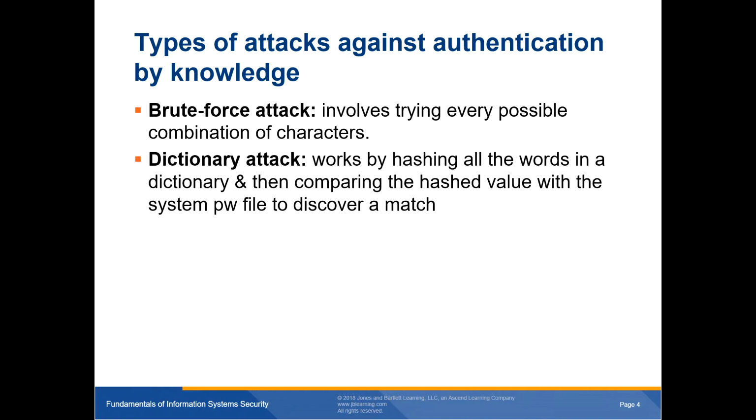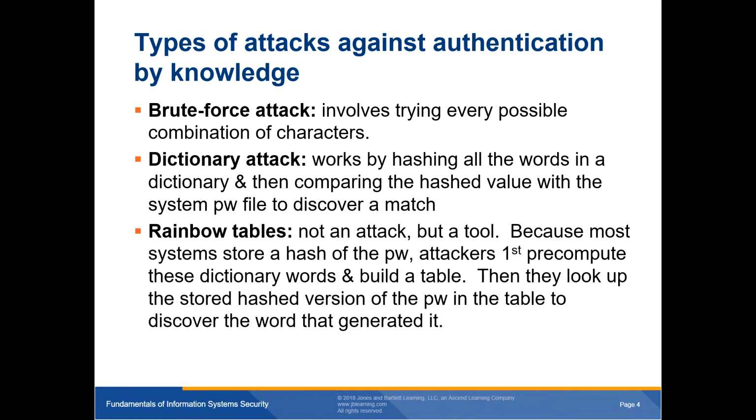Dictionary attack works by hashing all the words in a dictionary and then comparing the hash value with the system password file to discover a match. Rainbow tables. This is not an attack but a tool. Because most systems store a hash of the password, attackers first pre-compute these dictionary words and build a table. Then they look up the stored hash version of the password in the table to discover the word that generated it.